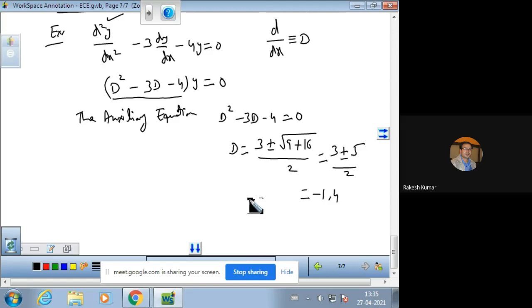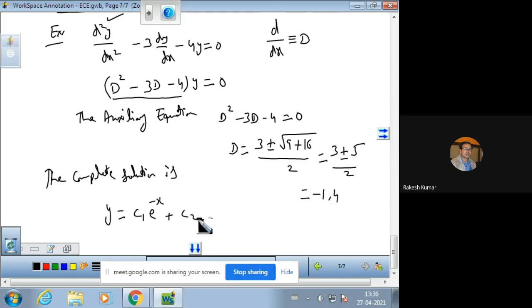In this type of question, finding the factors is important, and the complete solution can be written like this. The dependent variable was y, so y is equal to an arbitrary constant, we will use c1. The first factor is minus 1, so e raised to power minus 1x, plus c2, the second root is 4, so e raised to power 4x. This is the method for writing down the complete solution.